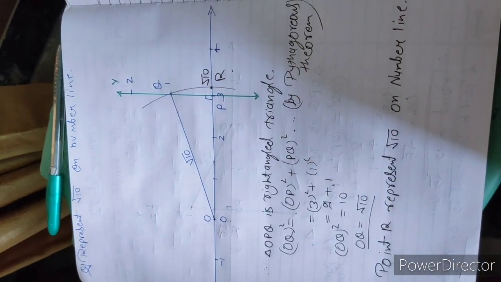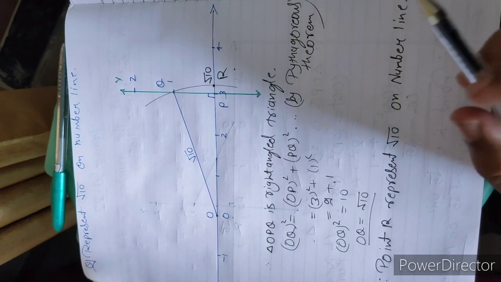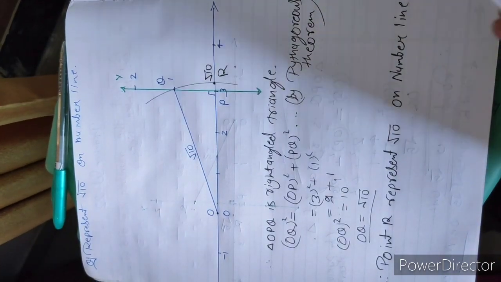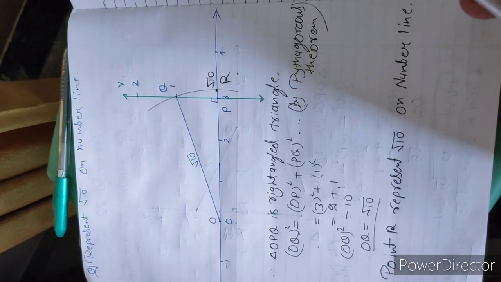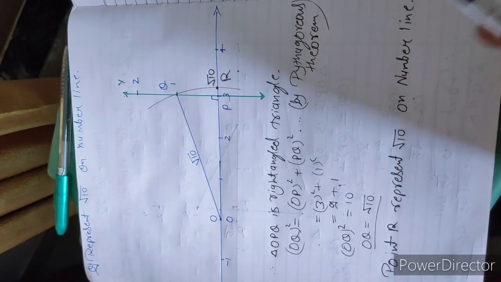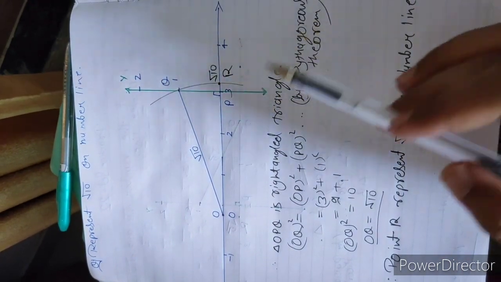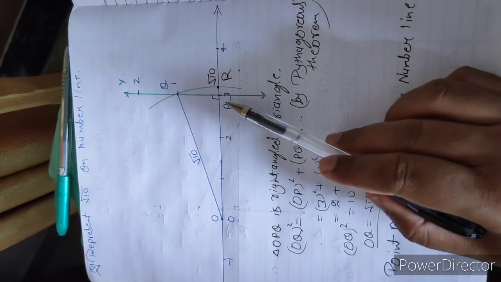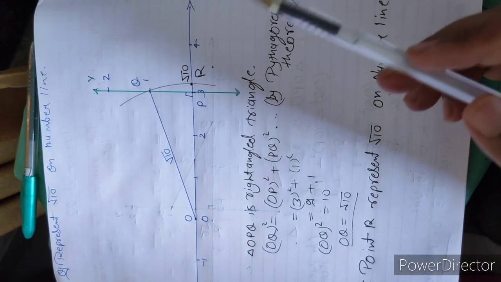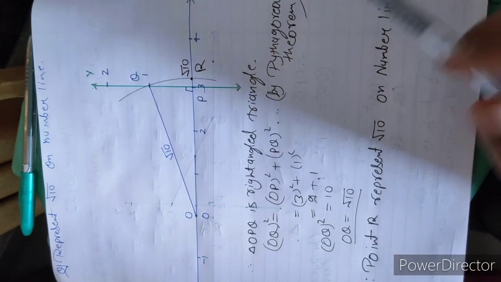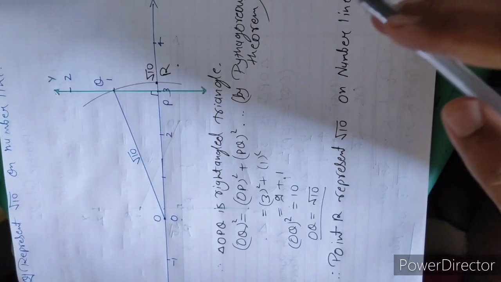Firstly we have to assume what is going to be our answer. As we assumed for root 5 that we will consider 2 on the x-axis and 1 on the y-axis, in the case of root 10 we assume that we are going to consider 3 on the x-axis and 1 on the y-axis. So by this assumption we have to make our answer.